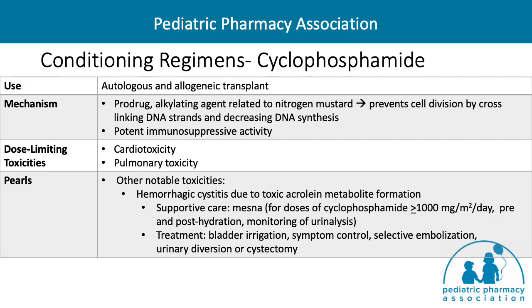In addition, pre and post hydration are vital to prevent hemorrhagic cystitis, and many centers utilize monitoring for hemorrhagic cystitis on urinalysis. If hemorrhagic cystitis occurs, bladder irrigation, symptom control, selective embolization, urinary diversion, or cystectomy may be used for treatment.